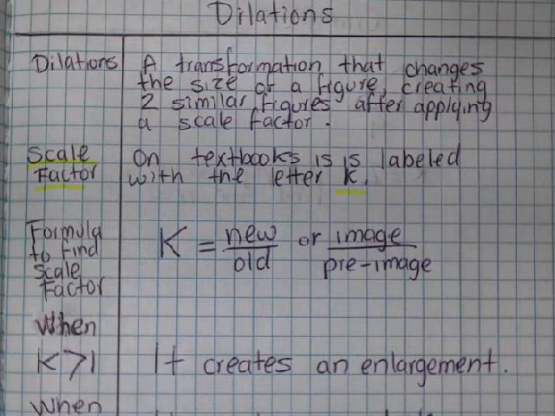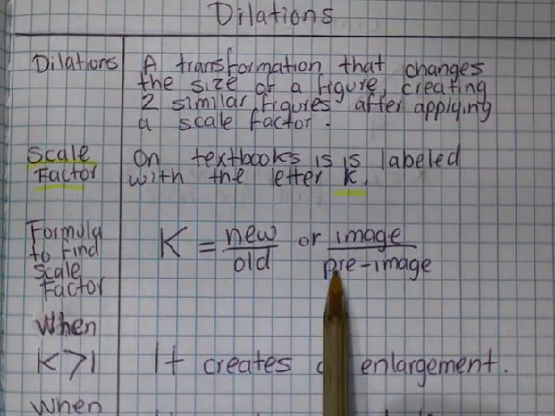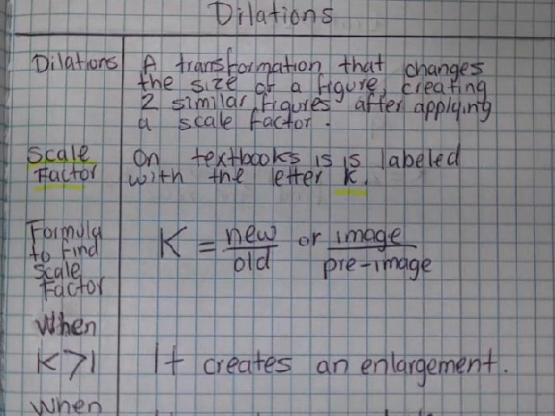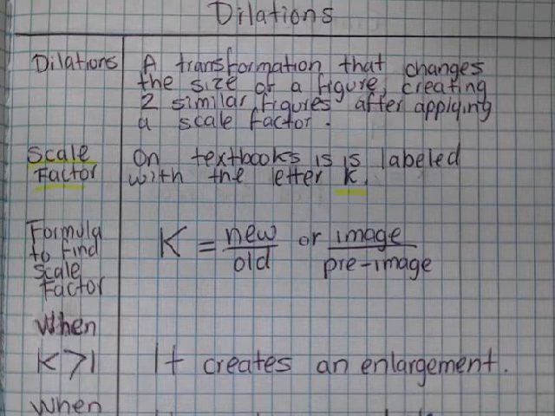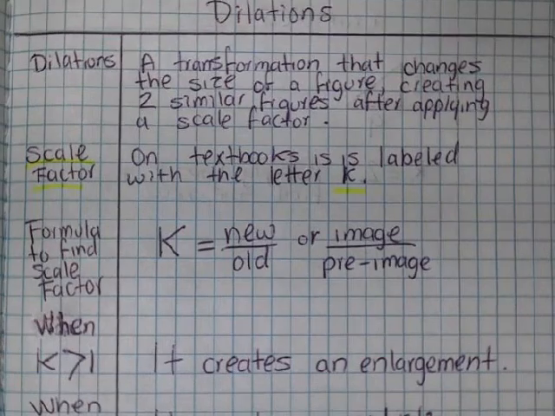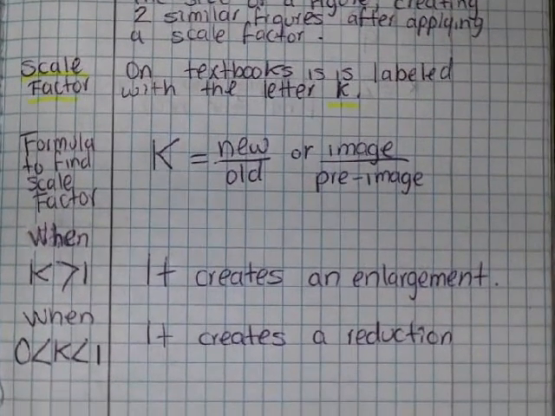Remember that when you look at the figures or exercises, there are many ways to name the new figure. We also call it the image, and the old is the pre-image. You can also think of the old as the original, and the image, or the new, is the result of applying the scale factor. Keep in mind that it is a factor, so you are going to multiply the scale factor to find the new measurements.